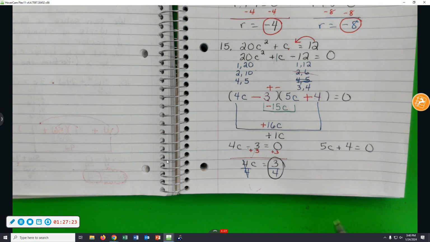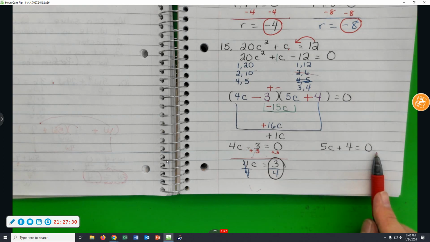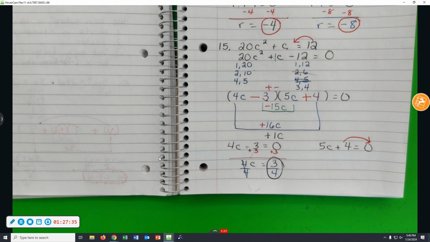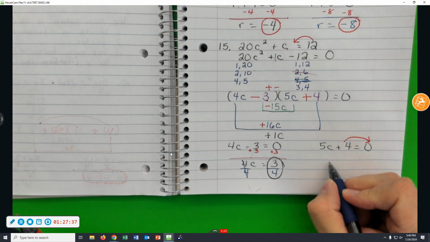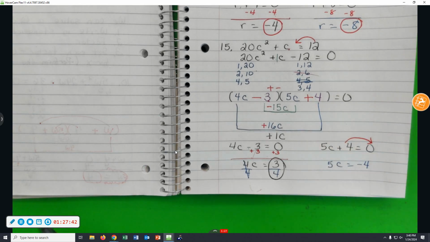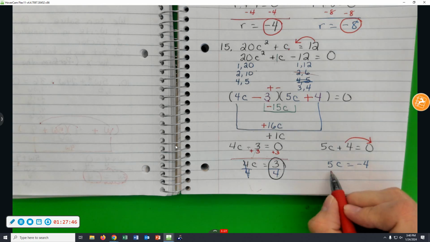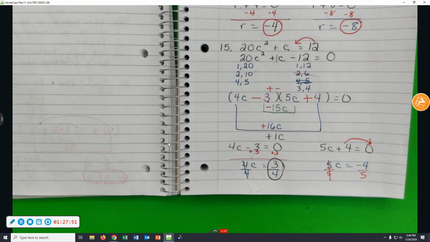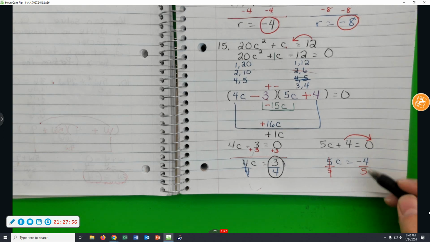Okay. Now, over here, you're subtracting 4 from both sides. I'm going to just do that. That's the lazy man way of doing it. You're saying, okay, 5C is negative 4. So just move the 4 over and change the sign. And then divide by 5. What's the next answer we type in? Negative 4 over 5.